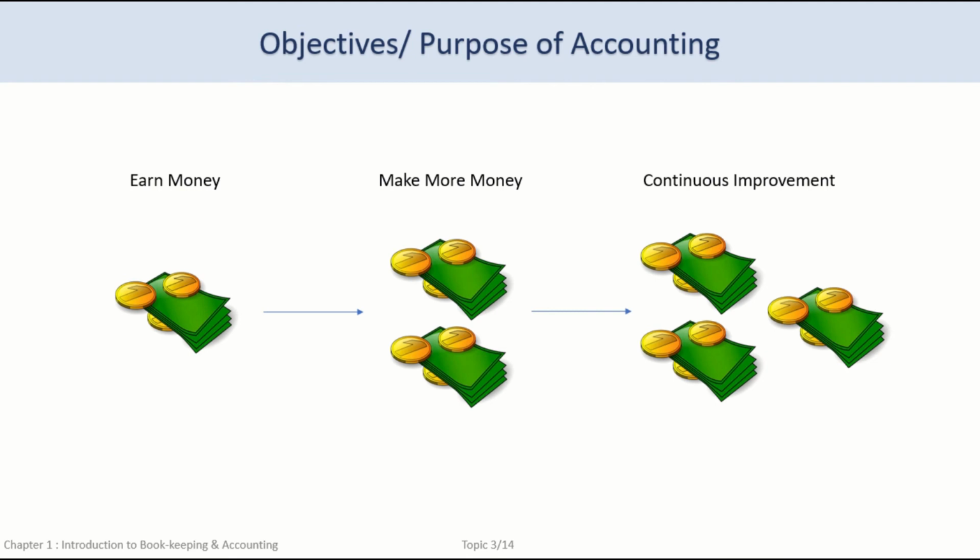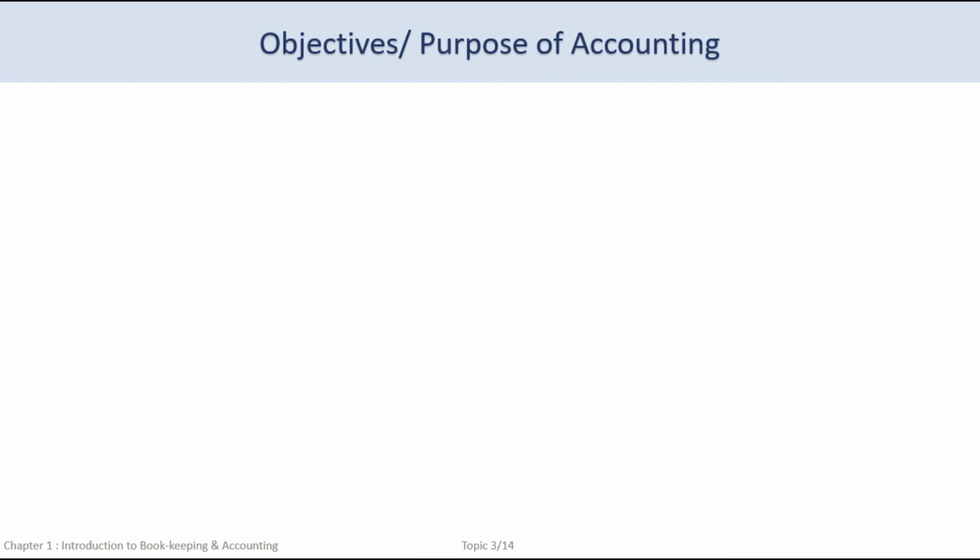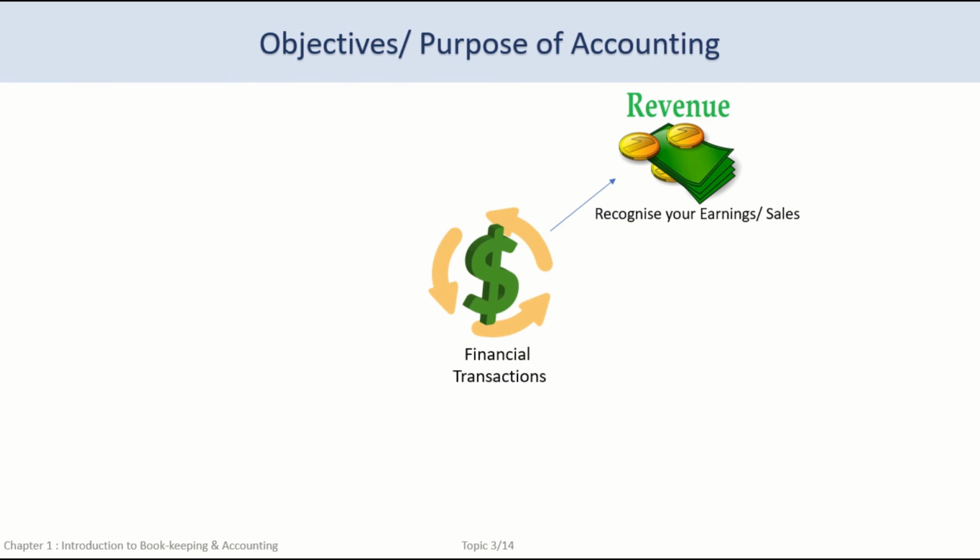Coming to the objective or purpose of accounting. The first purpose is revenue recognition. We need to recognize and record our revenues, also known as earnings or sales. As we have learned, we do not have to rely on a memory but record the sales. This is directly related to your business performance.